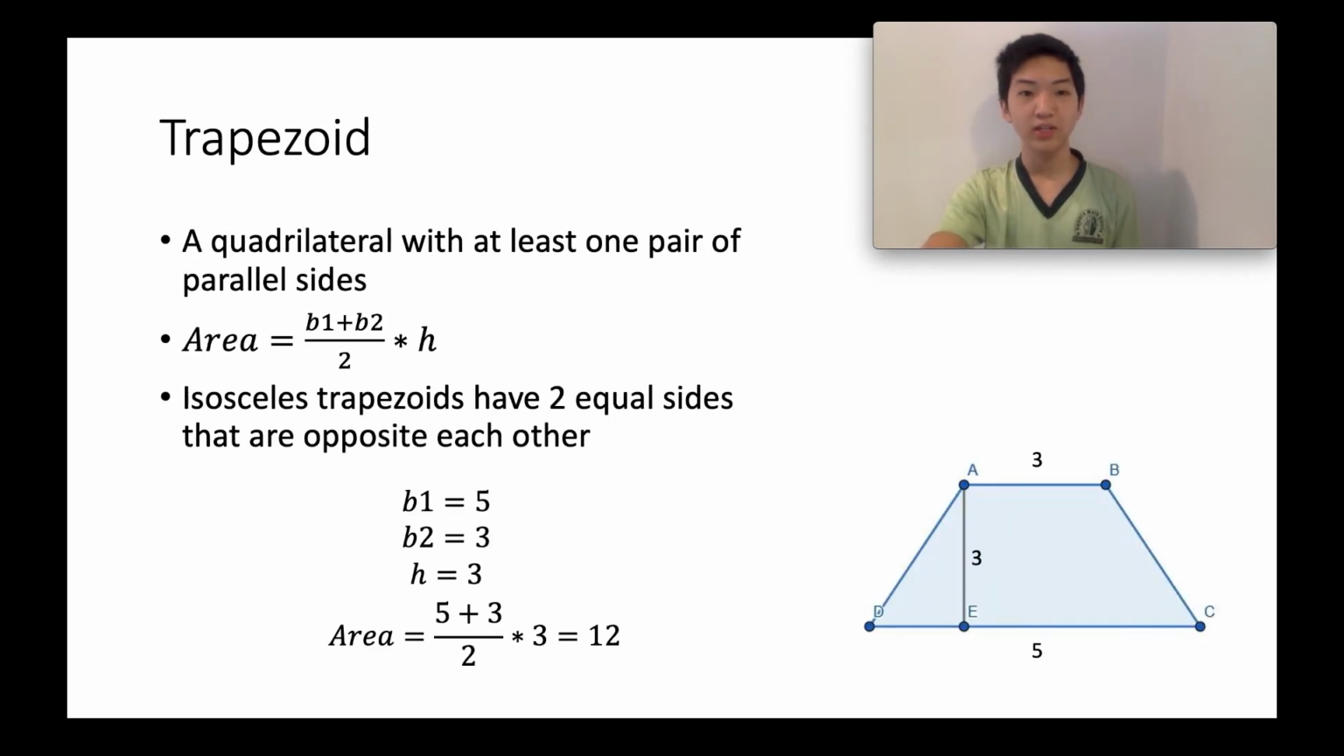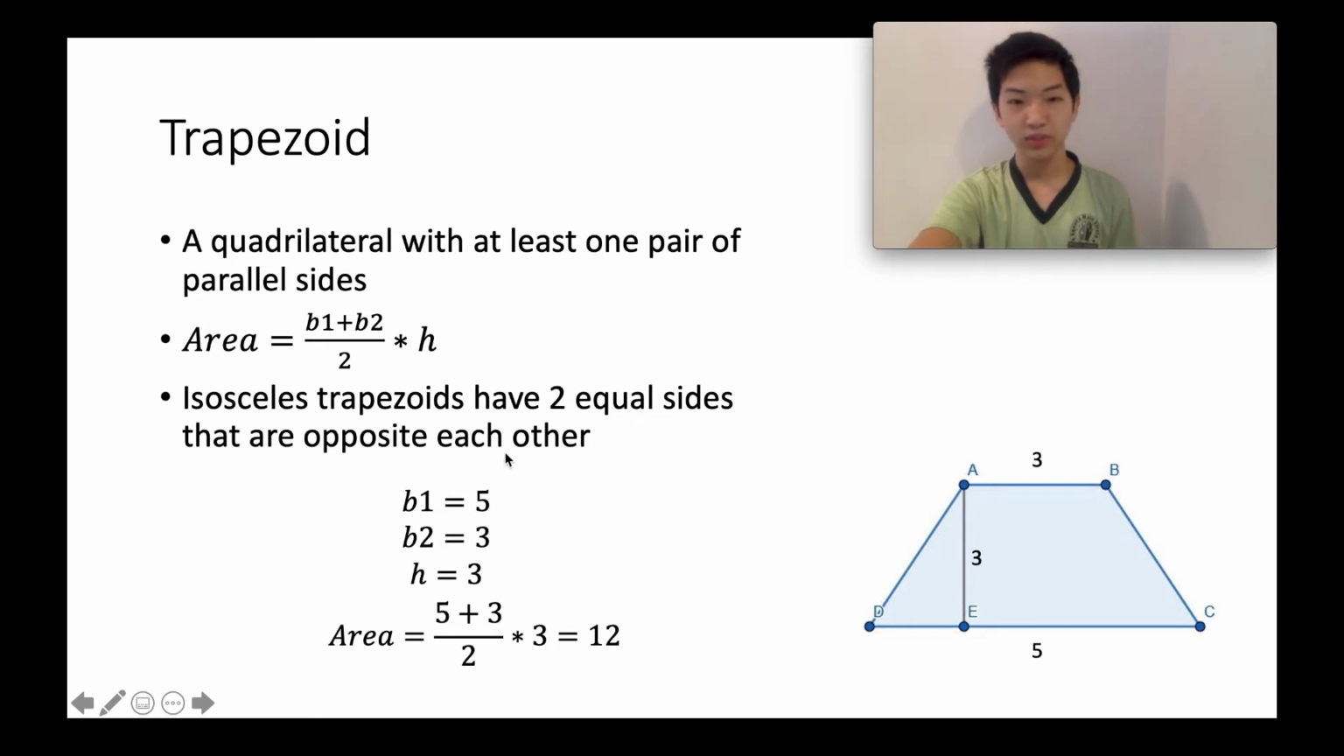A trapezoid is a quadrilateral with at least one pair of parallel sides. So you can see here that we have a trapezoid. It's quite obvious that the parallel sides are AB and DC. The area of a trapezoid is base 1 plus base 2 divided by 2 times h. It doesn't matter which order you have the bases, but the bases are always going to be the parallel sides. So in this case, we could say that base 1 is DC and base 2 is AB.